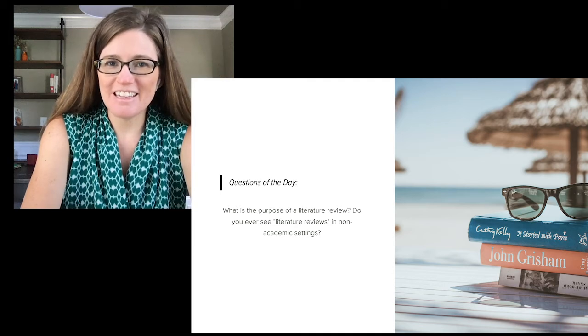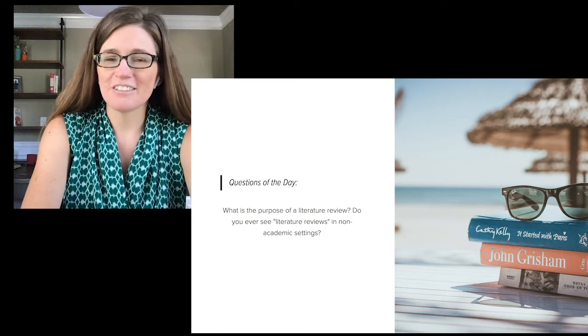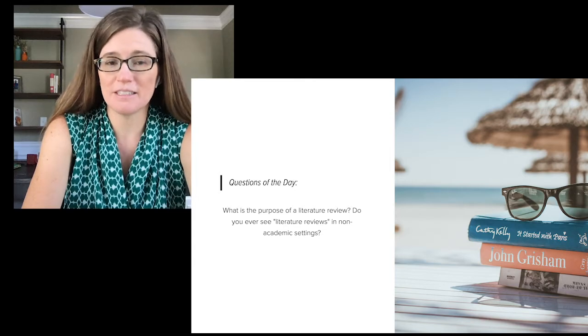And you do see literature reviews in non-academic settings. They're just not called literature reviews. If you do a PR campaign, the very first step in that PR campaign is to do your research on that client, on their target audiences, on their target publics. So you definitely see elements of a literature review there. You don't necessarily scour the scholarly literature, but the concept's the same.